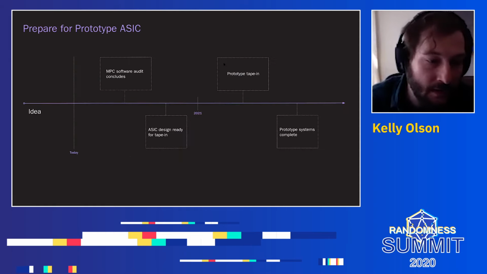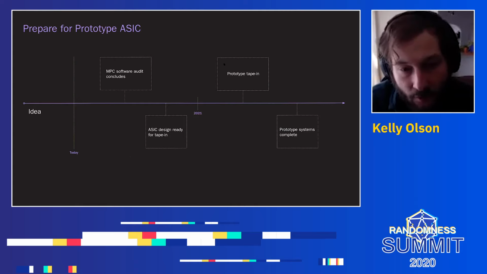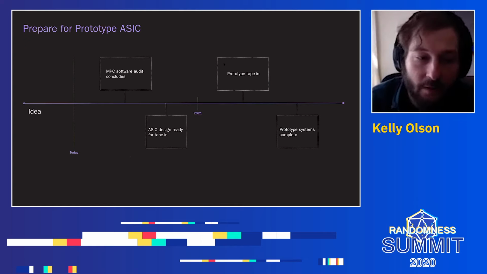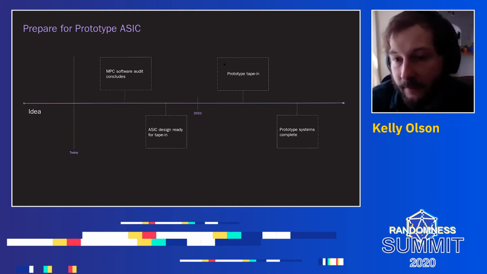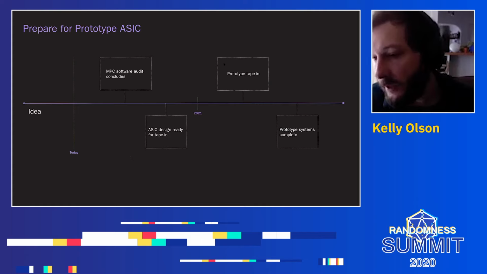And then the second is that we're looking to move forward and actually prototype an ASIC. We're hoping that by the end of this year, the ASIC design is fully ready for tape-in, that we could tape in the design in the first half of next year, and that by maybe the second half of next year, we will actually have operating RSA VDF chips that can be used in production systems.